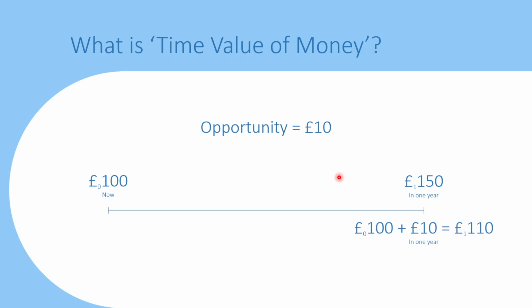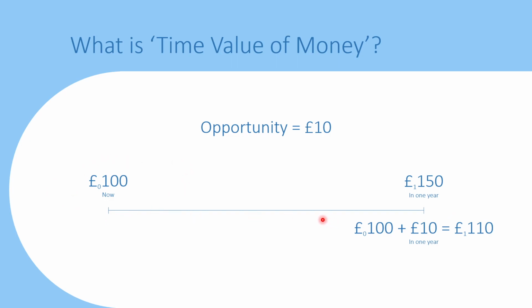Similarly, if I told you that the opportunity was worth £10, you would prefer the 150. Because if you take the 100 now and you get the £10 worth of opportunity added onto it, you're left with 110 at the end of the year. And that's less than the 150. So in that case, you would prefer the 150 in 1 year's time rather than the 100 now.